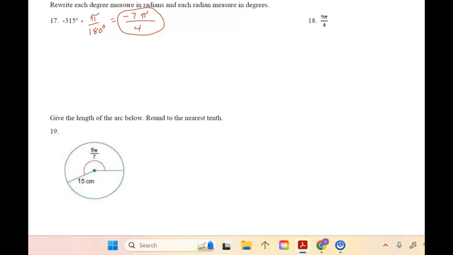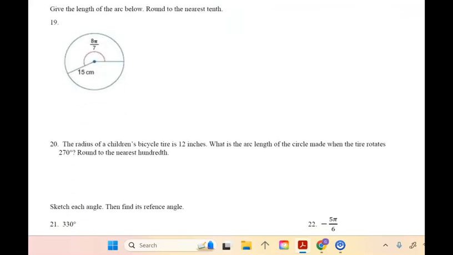Okay, and this is in radians, so I'm going to convert this to degrees. So I want to set it up so that I can cancel pi. And then you just go to your calculator. If you want to reduce ahead of time, you could, but the pi's will cancel. So you're going to do 180 times 9 and then divide by 4. And you get 405 degrees.